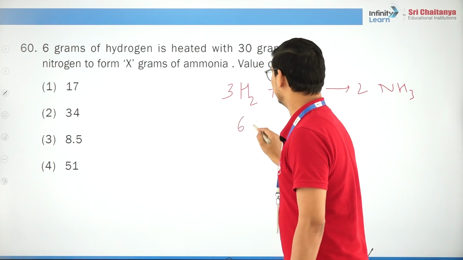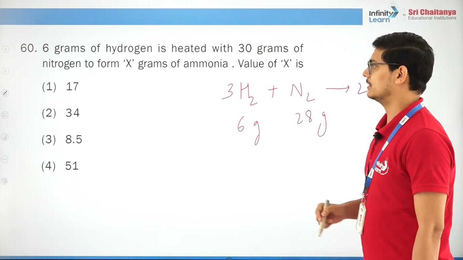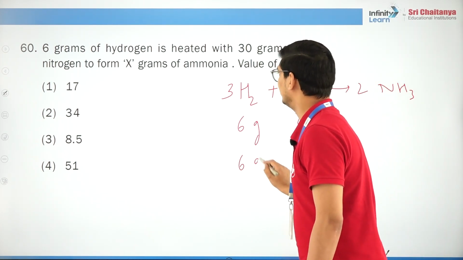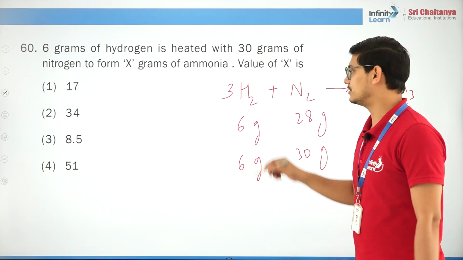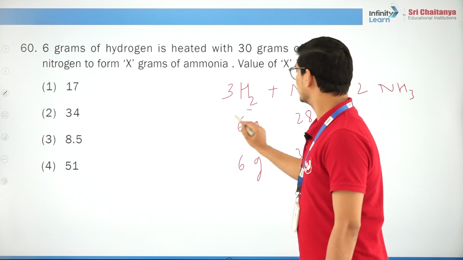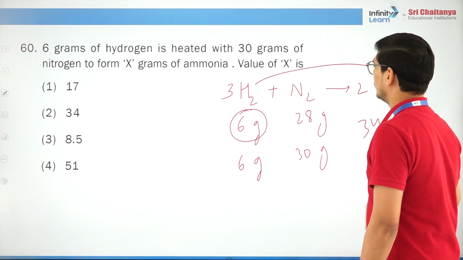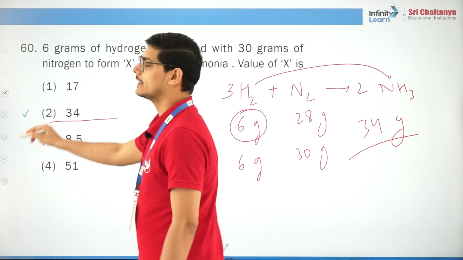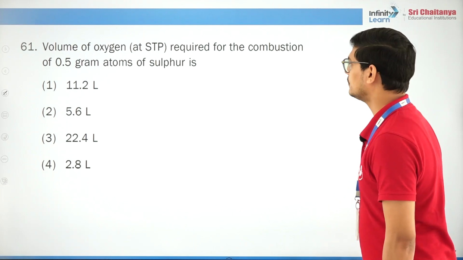Now this is 6 gram and this is 28 gram as per the balanced chemical equation, and we are taking 6 gram with 30 grams. So obviously our nitrogen is excess reagent and hydrogen is limiting reagent. So all will react and we will get 34 gram of ammonia, right? Because the entire mass of hydrogen will react in the reaction.